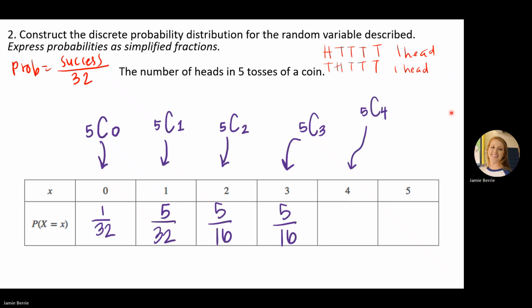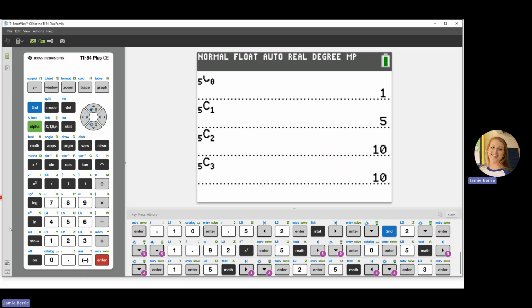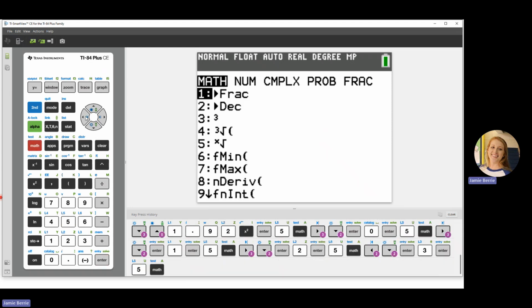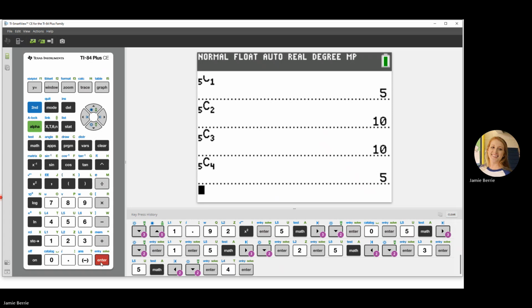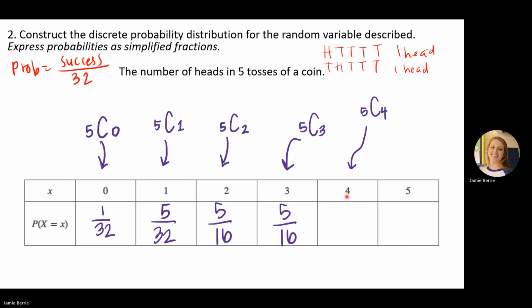All right, so 5 choose 4 is 5. So 5 ways to observe 4 heads. All right, so 5 out of 32. 5 ways to get a success there.